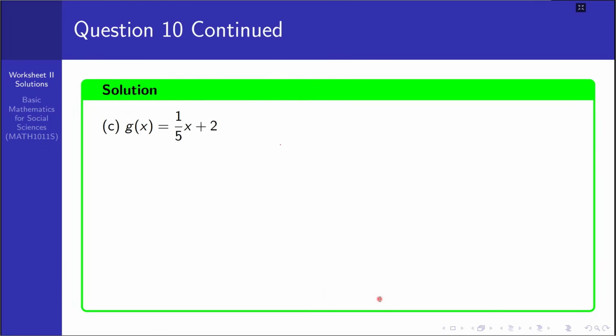Okay, next question. That is question number 3, C. g of x is given to be 1 over 5x plus 2. Therefore, letting g of x be y, we have y equals 1 over 5x plus 2.